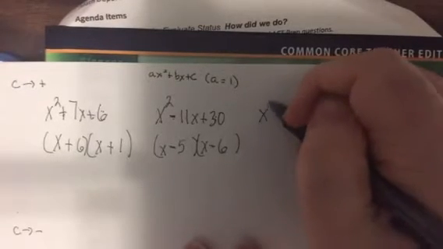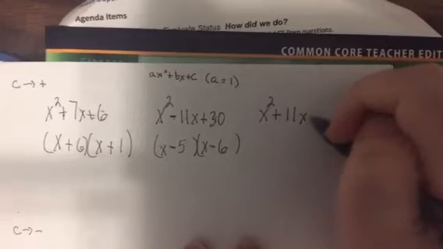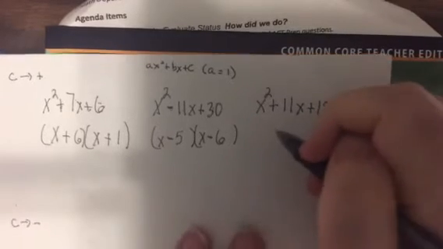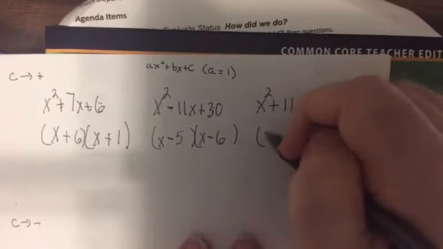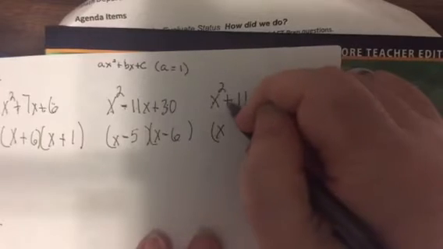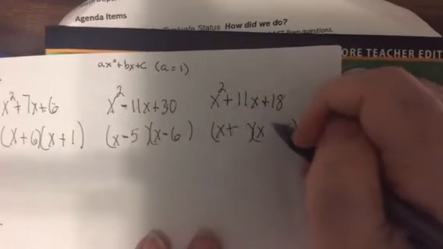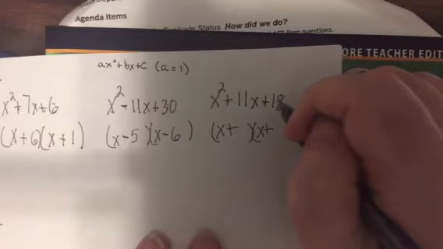And if we had x squared plus 11x plus 18, hopefully you'd go, oh my goodness. X squared is x and x. Last term's plus, so they're both the same as the middle, which is plus and plus. What do you multiply to get 18, but when you add those two numbers, you get 11?